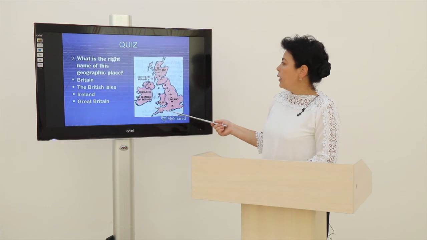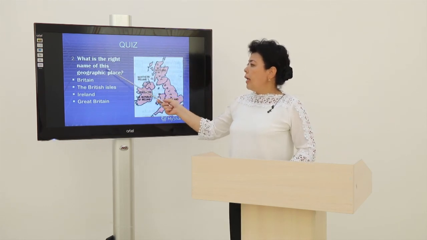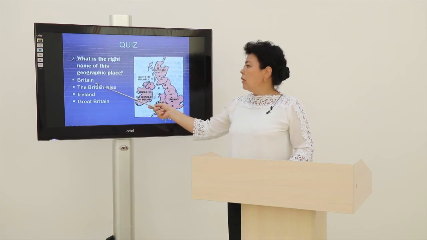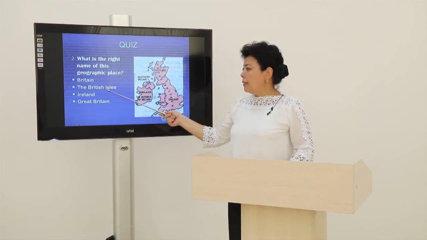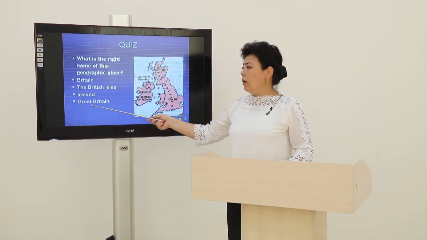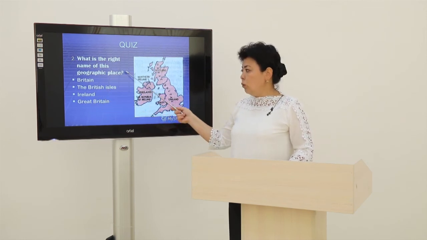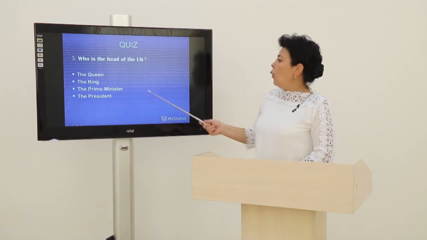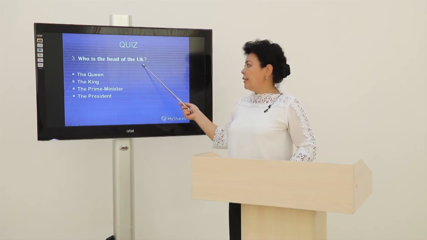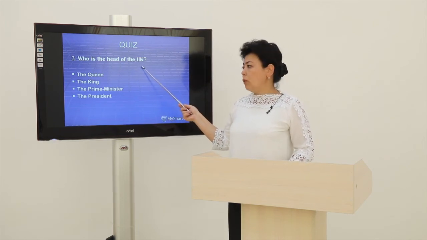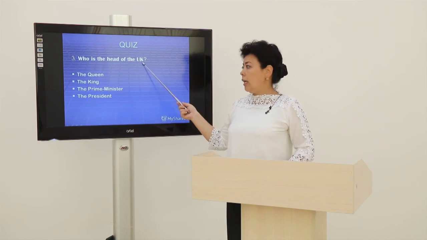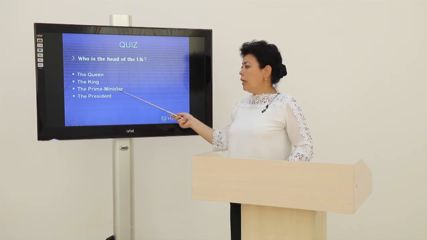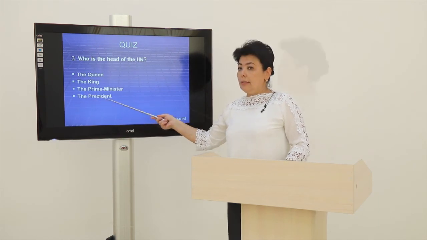Next, what is the right name of the geographical place? First, Britain, the British Isles, the island, or Great Britain. So choose the right answer. Next, who is the head of the United Kingdom? The Queen, the King, the Prime Minister, or the President?